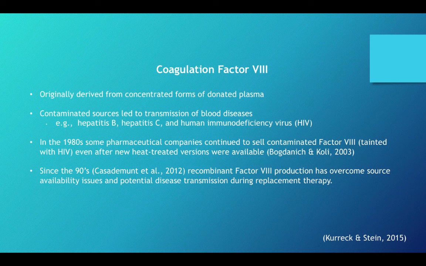Coagulation factor VIII was originally derived from concentrated forms of donated plasma. However, contaminated sources led to transmission of blood diseases in the 80s, with some companies continuing to sell contaminated factor VIII even after new heat-treated versions were available. Since the 90s, recombinant factor VIII production has overcome source availability issues, but most importantly, is in the prevention of disease transmission during replacement therapy.